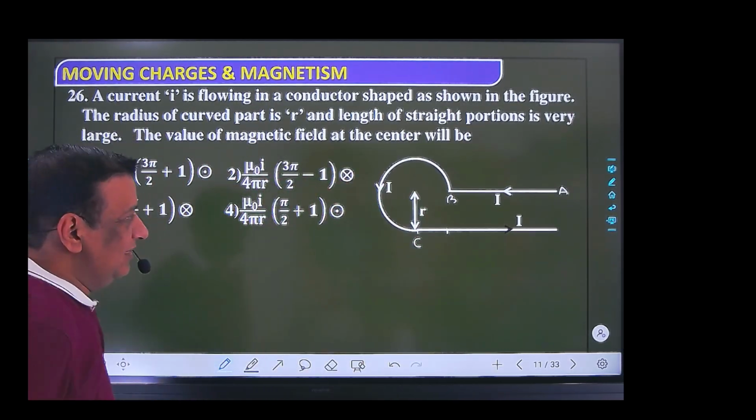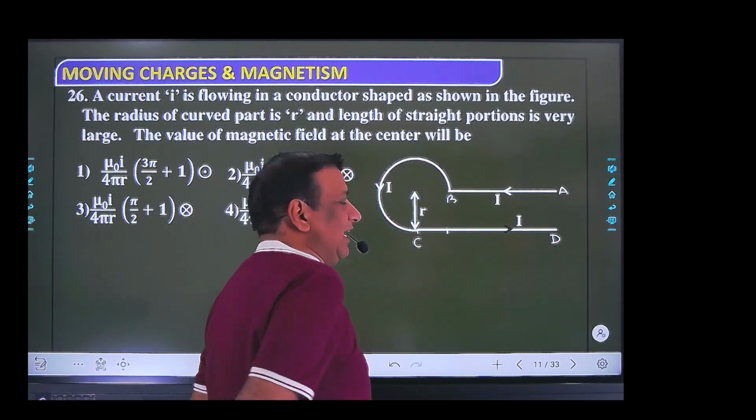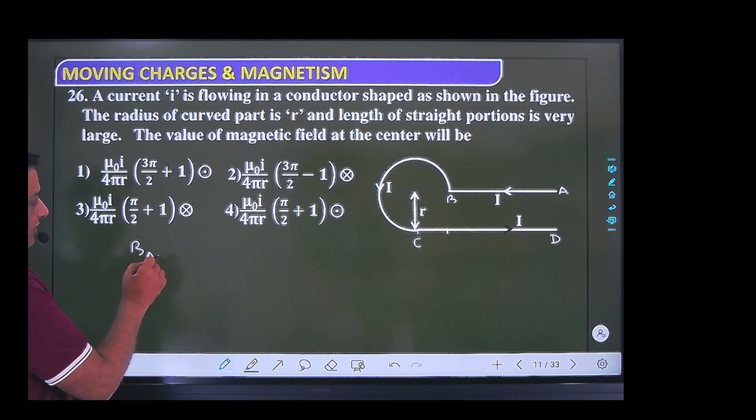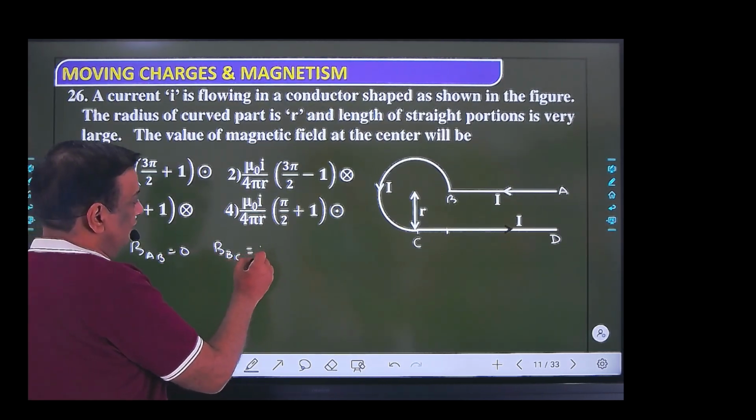सेंटर में मैग्नेटिक फील्ड कितना होगा? For AB, magnetic field at center is 0. For BC, 3/4 of circle. So 3/4 of circle means magnetic field of AB is 0. For BC, it's 3/4 of circle.